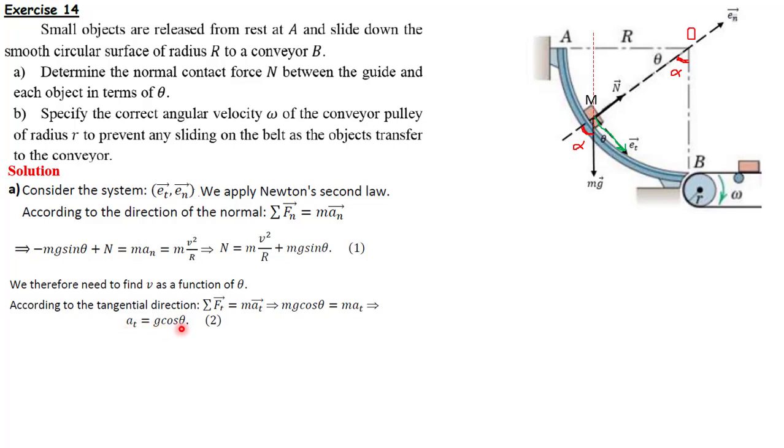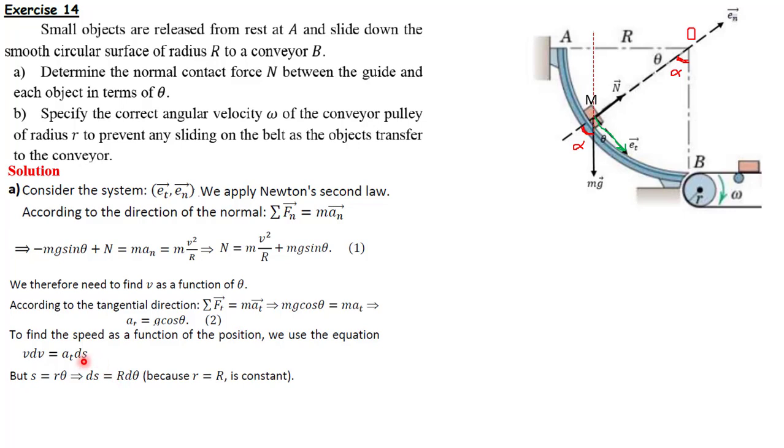The tangential acceleration is not a constant. It doesn't depend on time directly. It depends on theta. So a_t is a function of theta. This means that let's use the expression v dv equal a_t ds, where ds is equal to r d theta, and r is simply the radius of the circular surface. It's a constant, so small r is equal to capital R, the radius of the circle.